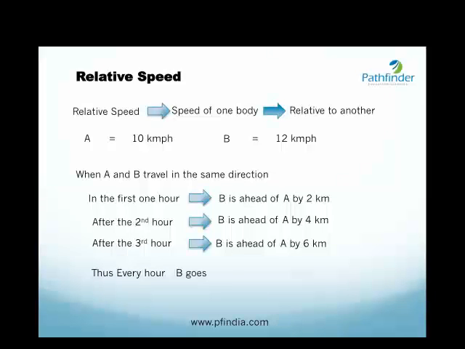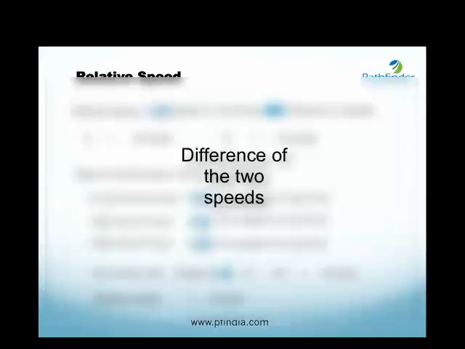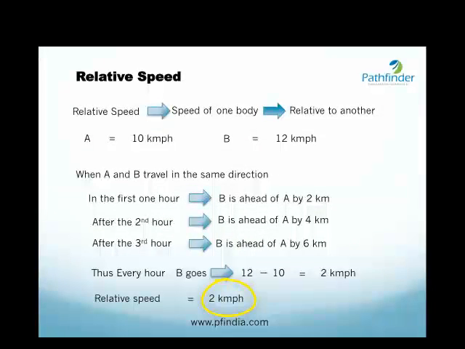Thus, every hour we can see that B goes ahead of A by 12 minus 10, that is 2 km per hour. This 2 km per hour is known as the speed at which B travels relative to A, and therefore this is also the relative speed between A and B. So relative speed between B and A here is 2 km per hour. We can generalize now. If two bodies are traveling in the same direction, then relative speed must be the difference of the two given speeds, which in this case is 12 minus 10, that is 2 km per hour.